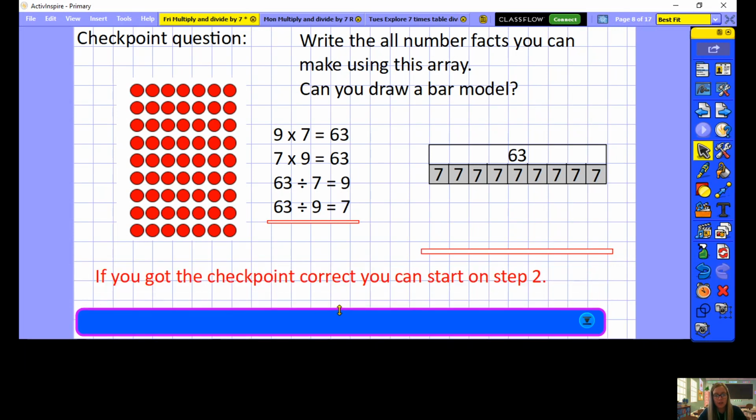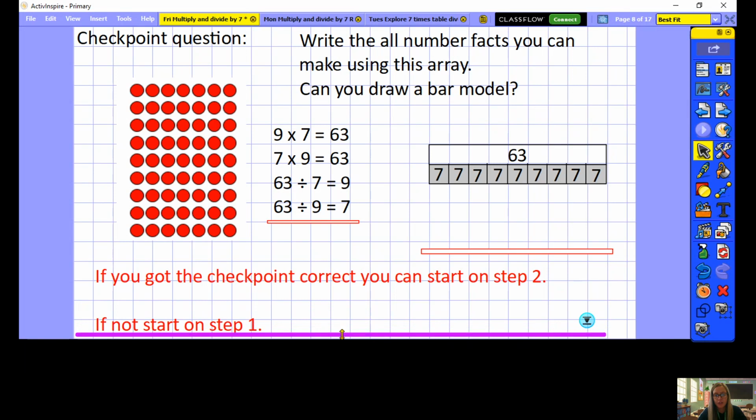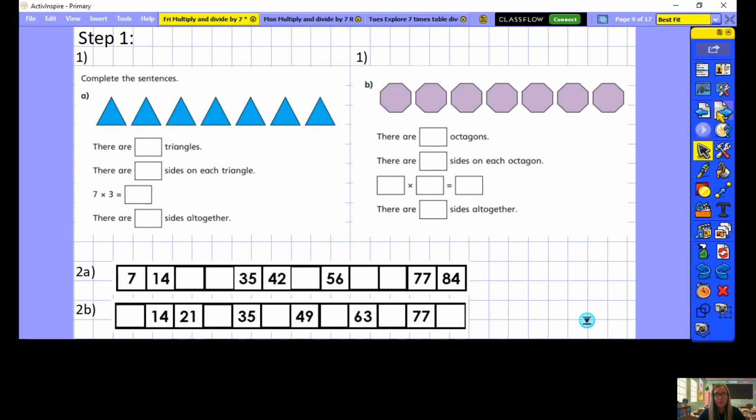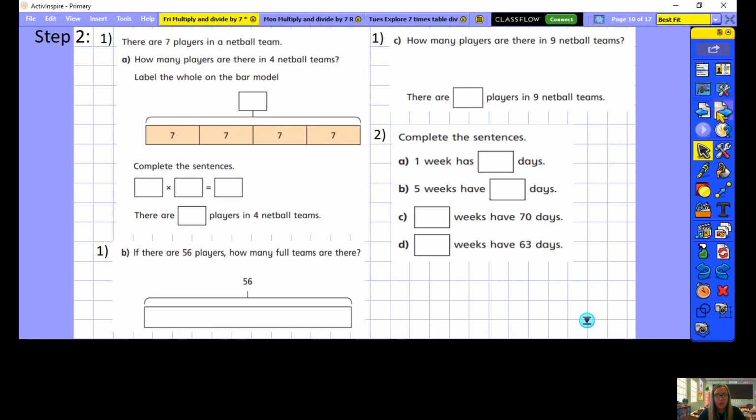Okay, so if you got that right, you can start on step 2 if you're feeling confident. If you're not quite confident yet, start on step 1 and see how you get on moving through the questions. Remember, you don't need to do every step. So here is step 1 for you today. And step 2 questions today. Remember to show some of your working out if you need to using those bar models.